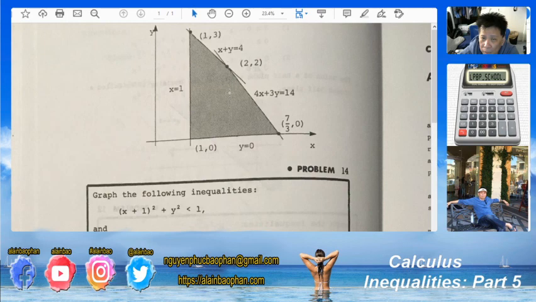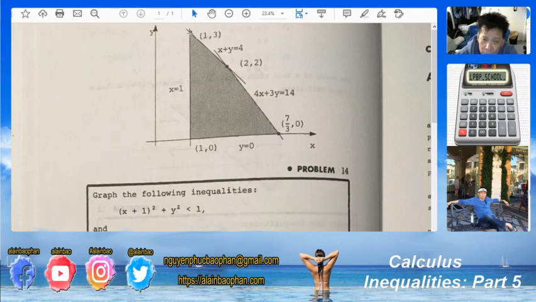So we take any point. Let's say on the left part we put 0, 0. So take the origin point. We get x equal 0, y equal 0. So 0 less than or equal 4. Okay, so we take this side. We put the color here.